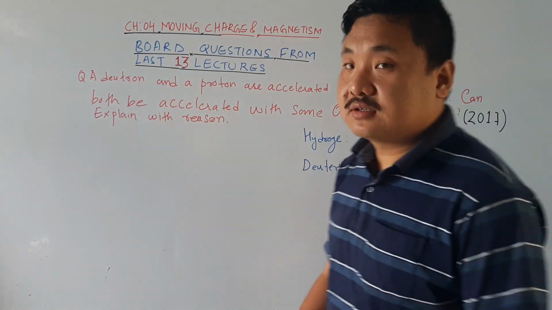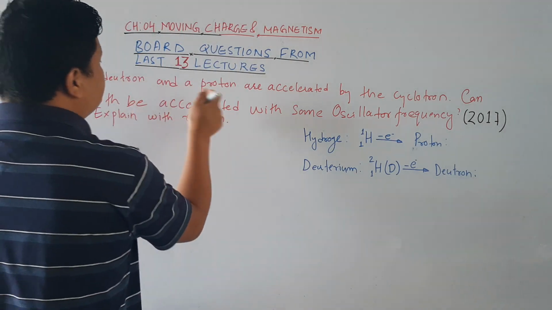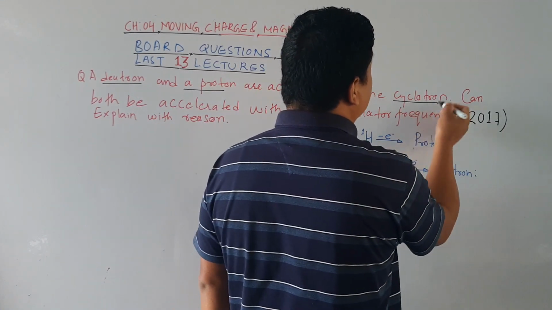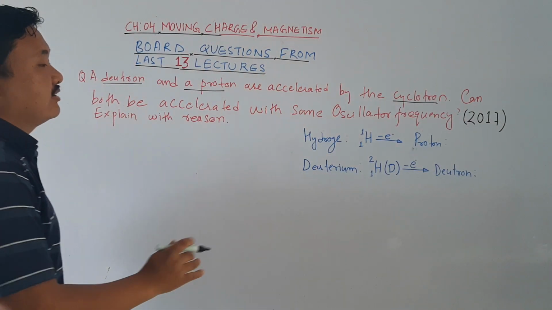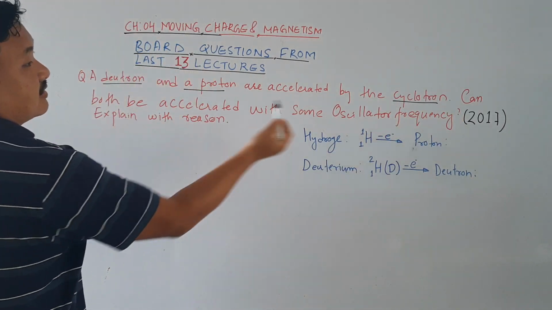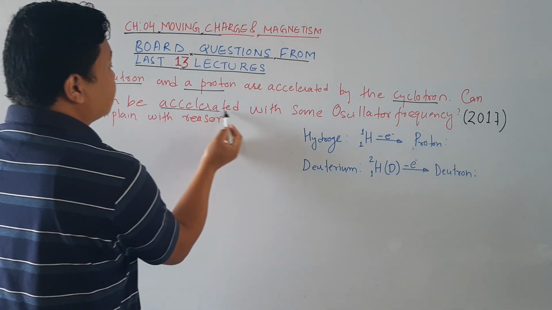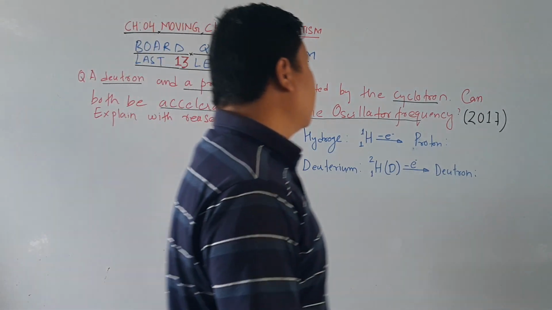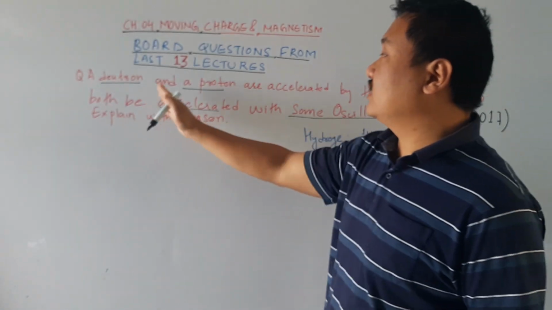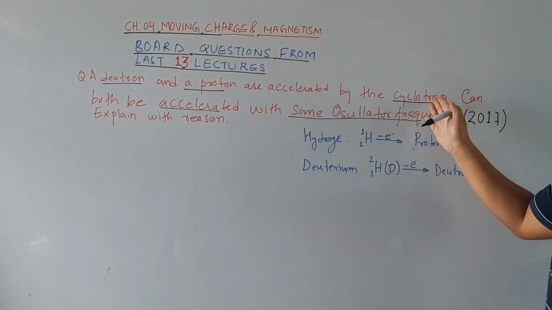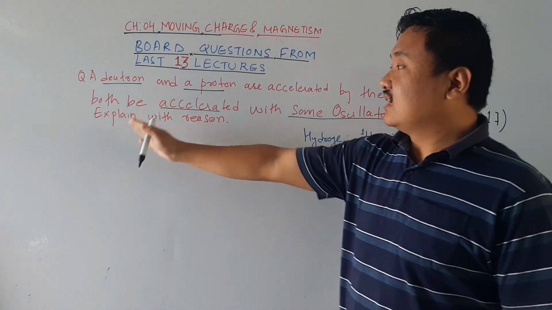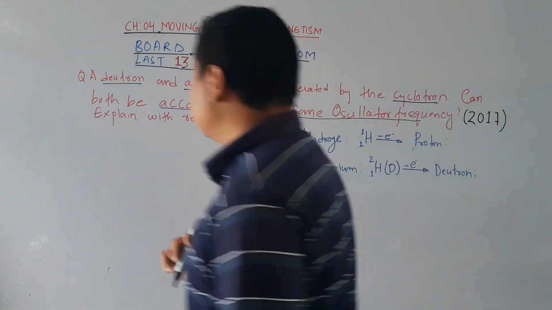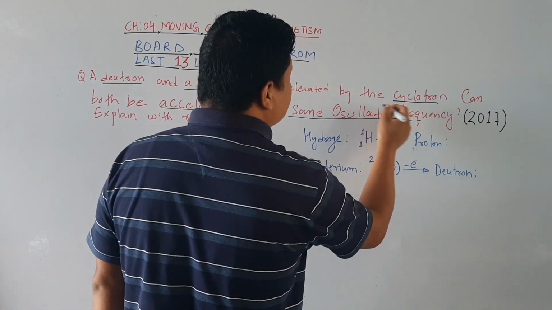This question says that a neutron and a proton are accelerated by the cyclotron. So these two particles are accelerated by the cyclotron. Can both be accelerated with the same oscillator frequency? Explain with reason. So there are two particles, one is a neutron and the other one is my proton, and they are being accelerated in the cyclotron, and it asks whether both can be accelerated with the same oscillator frequency, yes or no?